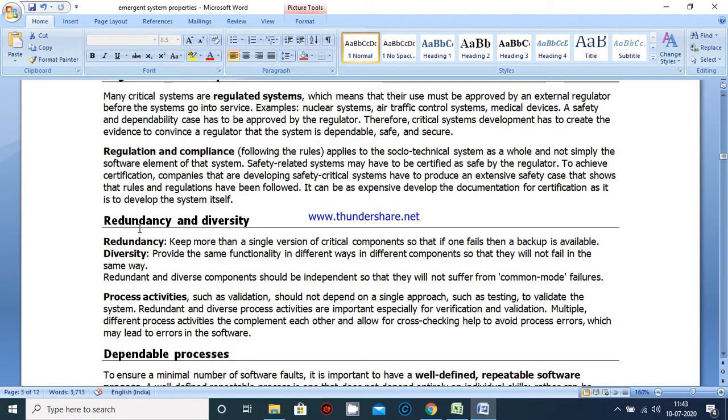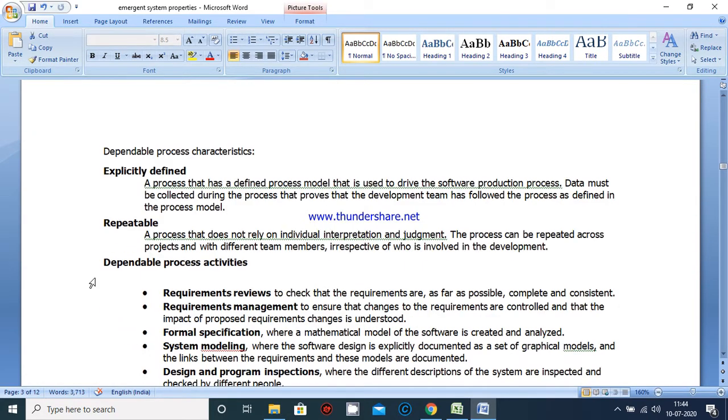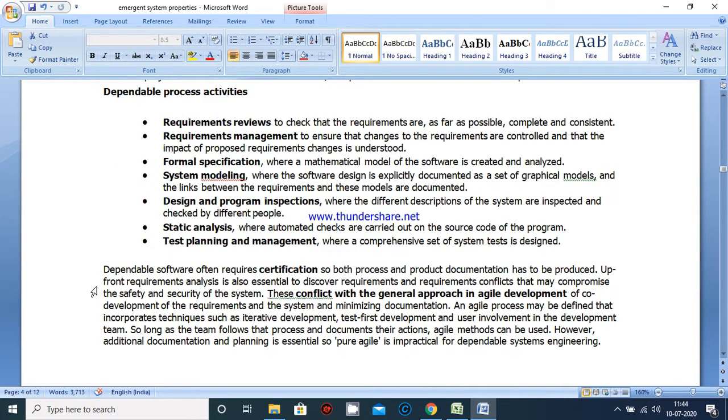These are, and why should we focus on redundancy and diversity while developing a particular product, dependable processes. Dependable process activities like requirements review, requirement management, formal specification, which deal basically with mathematics or mathematical expressions, system modeling which deals with system design, and program inspections, meaning to translate a particular requirement into design with the help of any designing tool or language, static analysis, then test planning and management.